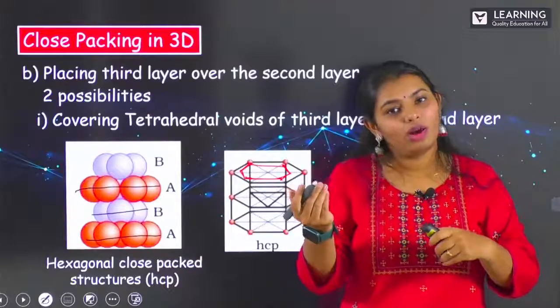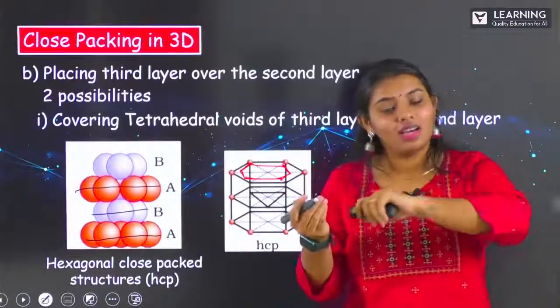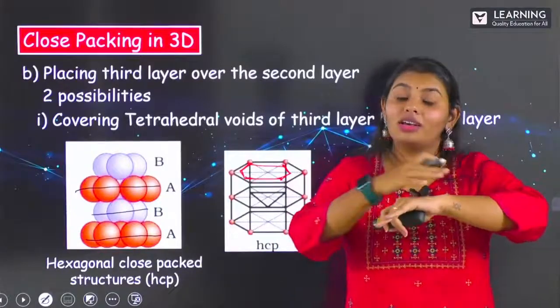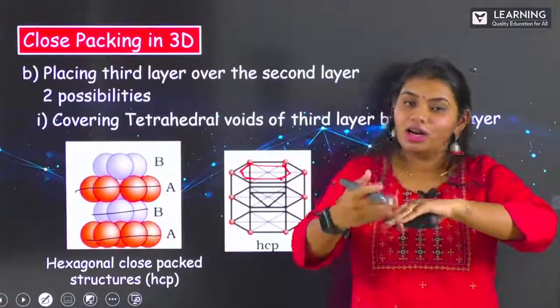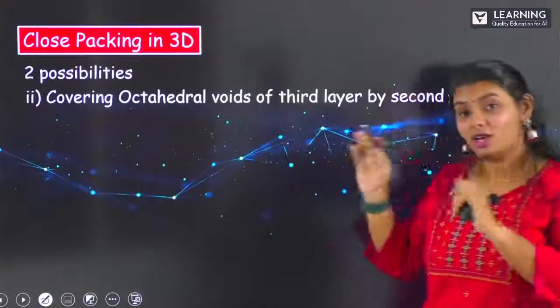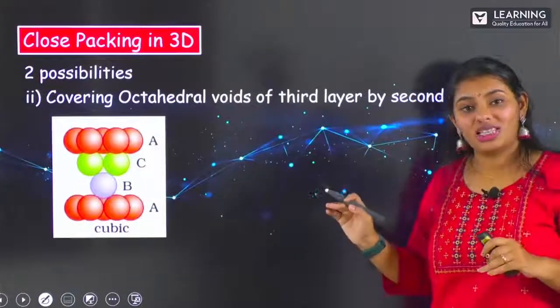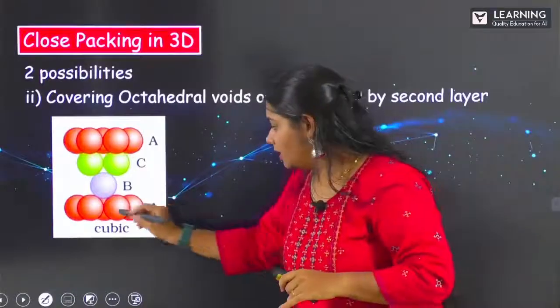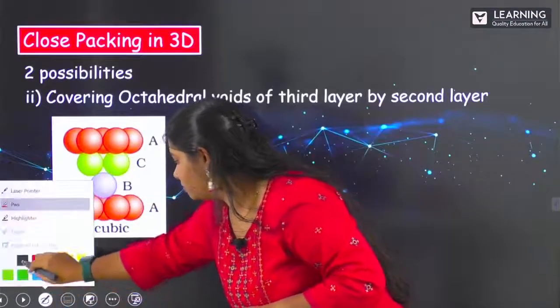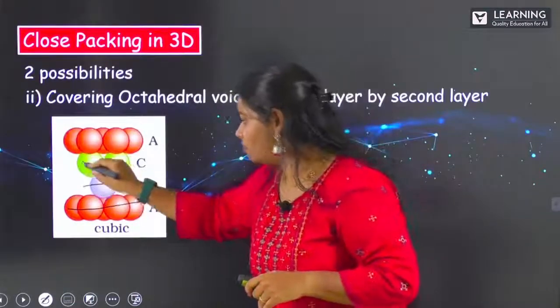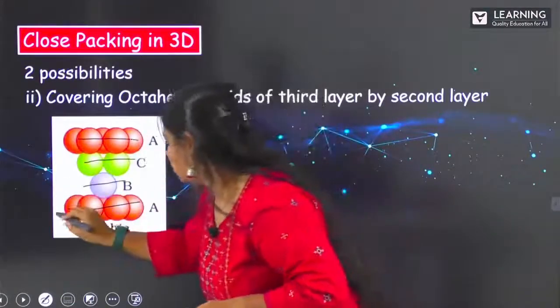Now the next would be what? You know it already. It is the covering of octahedral voids from the third layer, covering of the octahedral voids by the third layer to the second layer. That is your second possibility. This kind of arrangement. So how was this arrangement done? You can see here, this is your first layer, second layer, third and fourth.